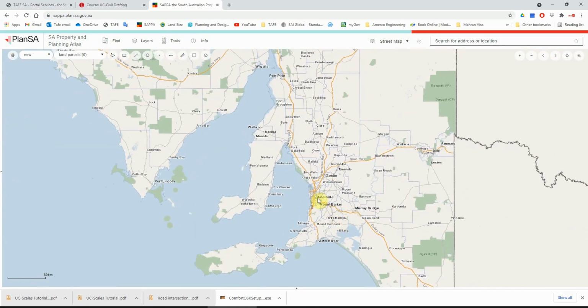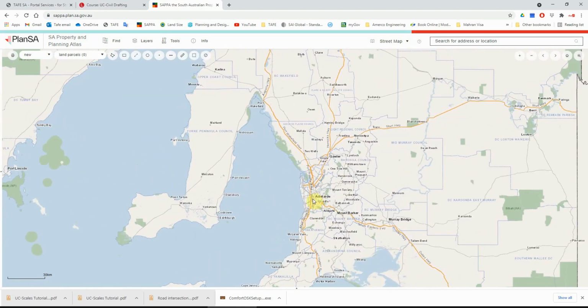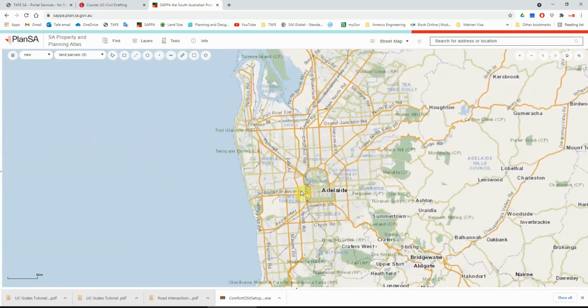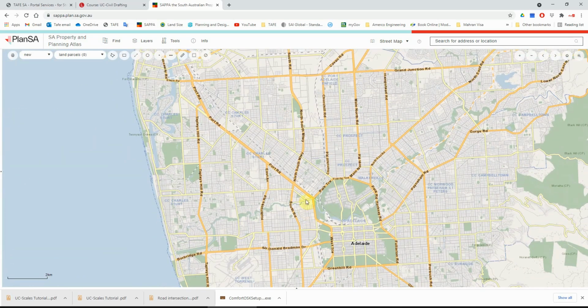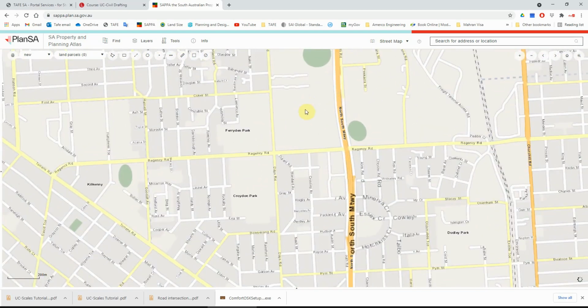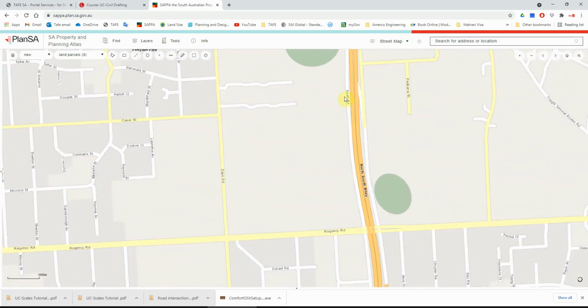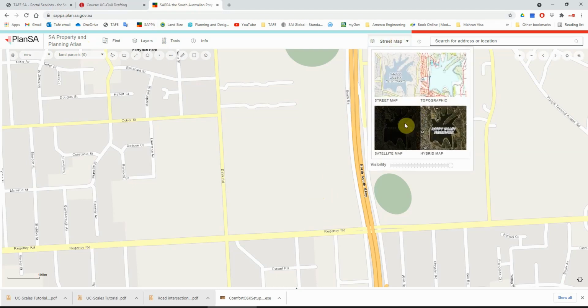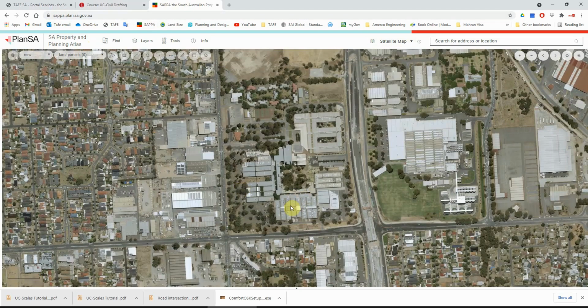So let's take an example, the TAFE campus at Regency, for example. If I zoom in, this is the intersection between Regency Road and Days Road. This is where TAFE is. Okay, so you can go to SA Property and Planning Atlas. If you search for that, you should be able to find this easily. Okay, that's the website there. So if I show the actual buildings, which is, by the way, a very useful tool, I use it a lot.